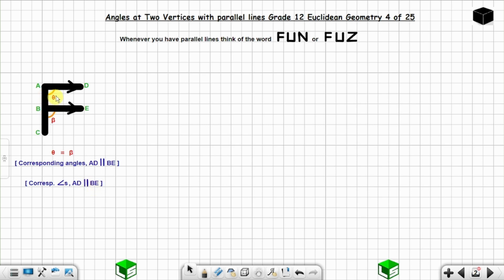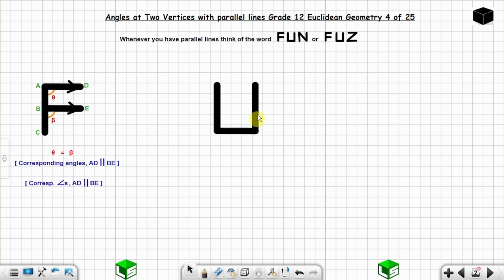These are corresponding angles. Corresponding meaning they are equal to each other. They are equivalent. They correspond to each other.